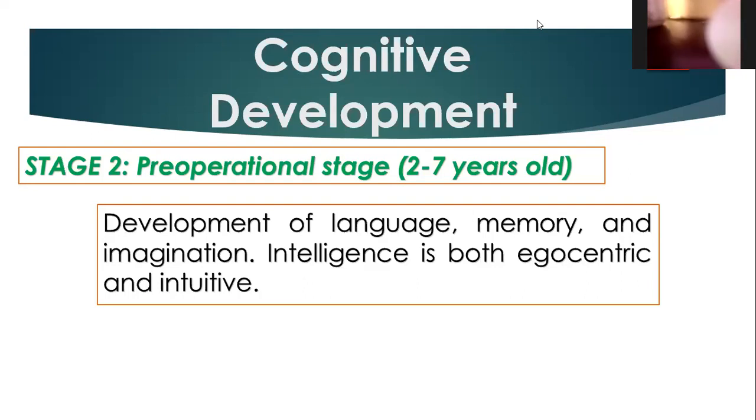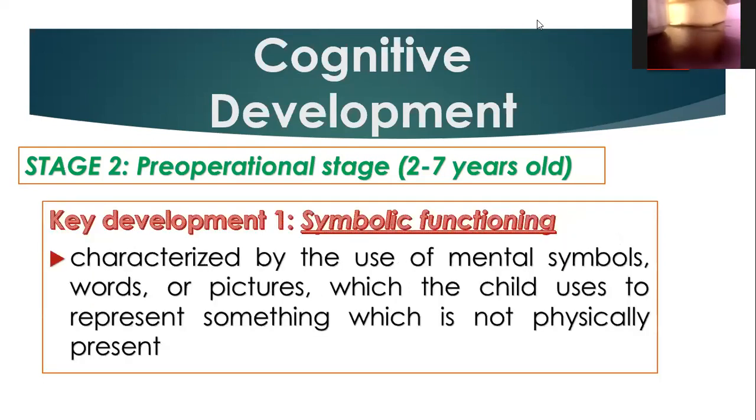Okay, because egocentric and then intuitive. Okay, so in the pre-operational stage, the first key development is symbolic functioning, characterized by the use of mental symbols, words, or pictures which the child uses to represent something which is not physically present. So, in symbolic functioning, first is pretend play.